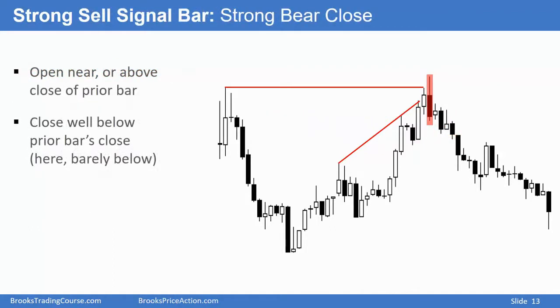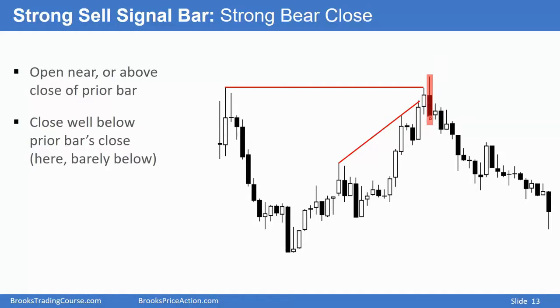What are the components of a strong sell signal bar? Well, you want an open at or above the close of the prior bar. Here we're opening at, maybe slightly above, the close of that bar. And you want a close well below the close of that bar. You want the market to close over here, trade up, and then trade down well below the close of the prior bar.